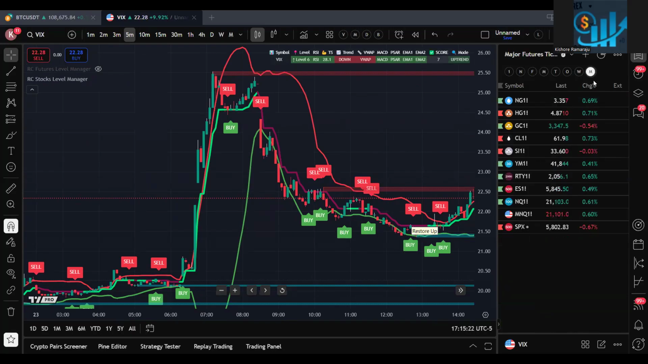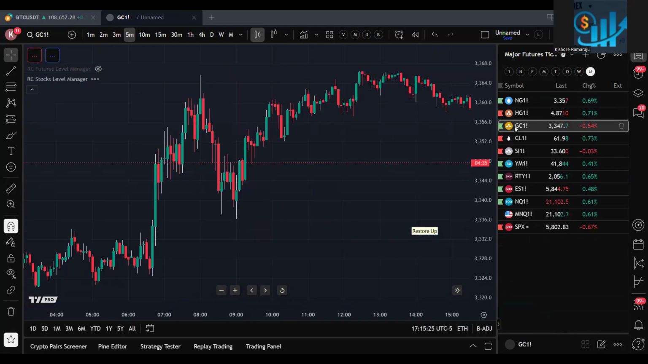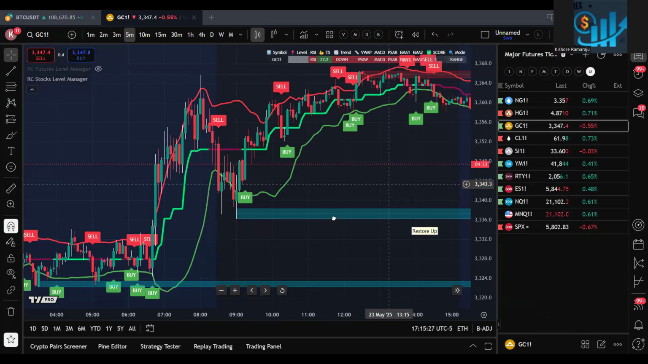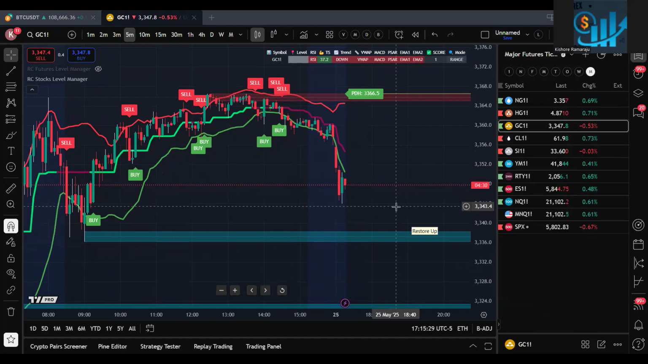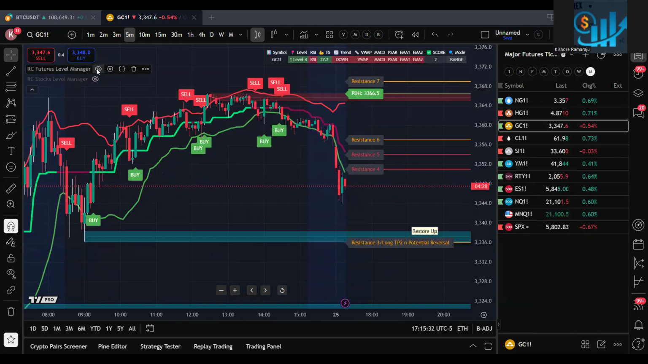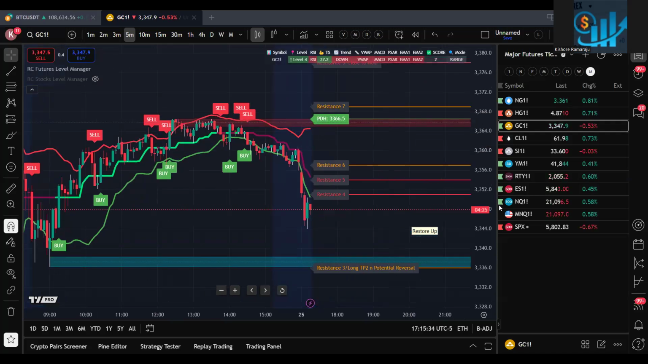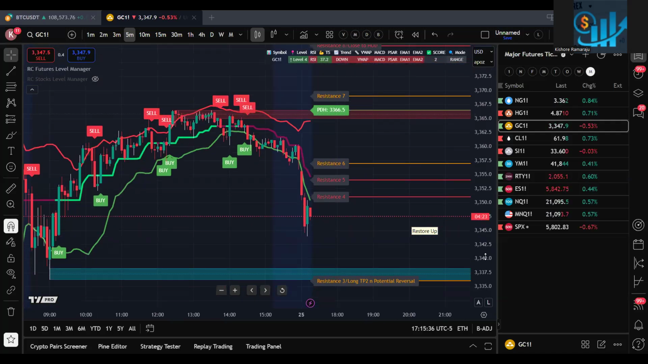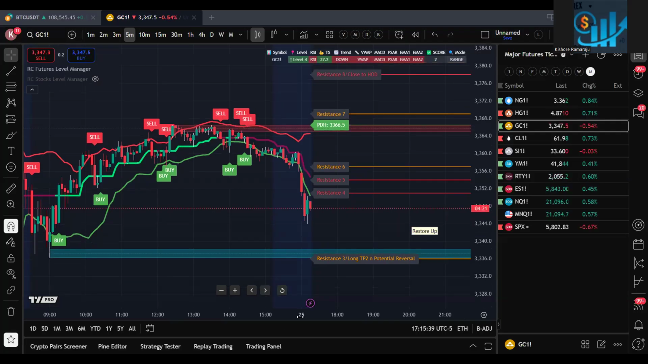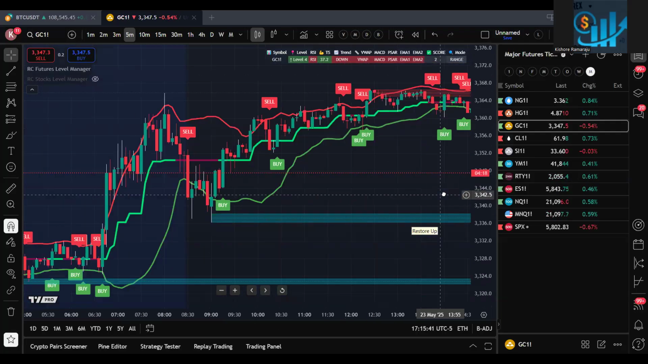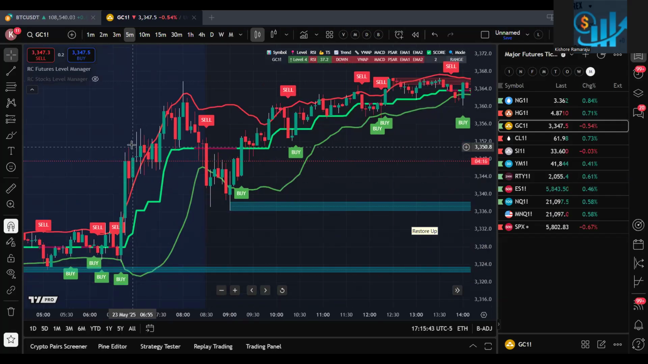Then let us look at something else, okay, GC. On Friday, it was very, very bullish. The score was 7, 8, 9. So generally, if the score is above 7 or 8, you should only look for the buy signals. The sell will be only for a small time, but the buy will be for a longer duration.